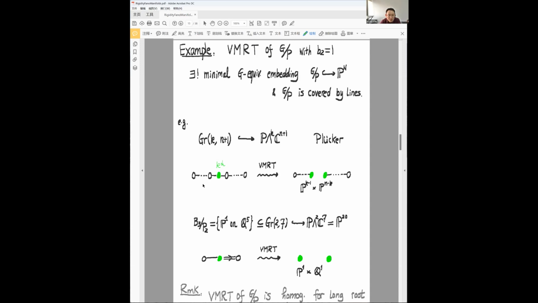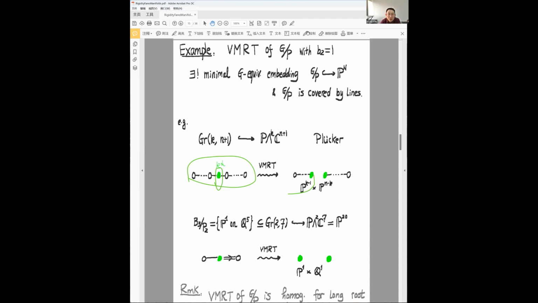For example, for the usual Grassmannian, you mark one point. And then how to find the VMRT is you just drop out this marked point, and then you mark the next nearby node. And then this gives you two Dynkin diagrams. The first one is just a projective space, and the other one is also another projective space. So this gives you the VMRT, just the product of two projective spaces.